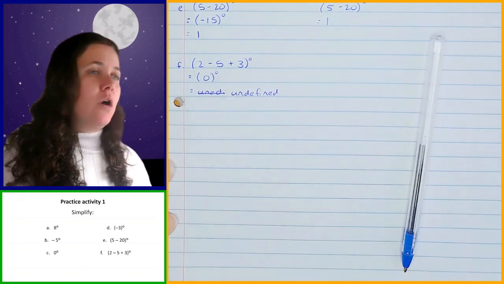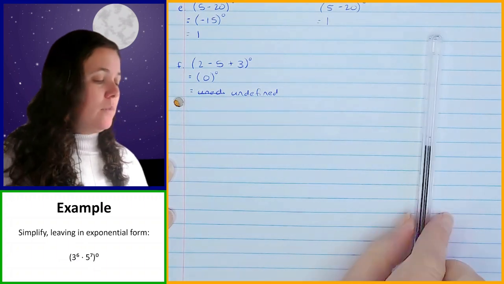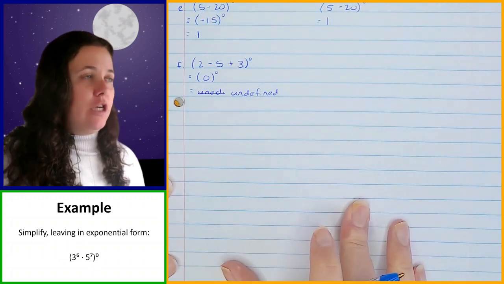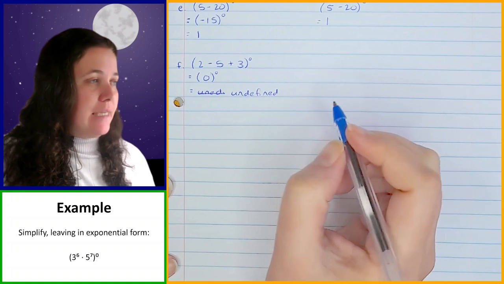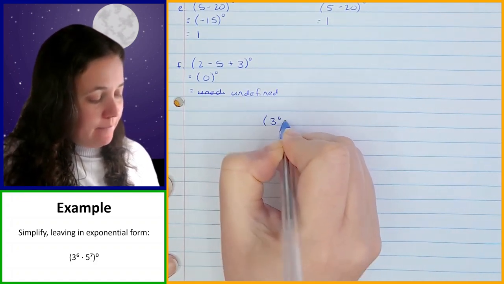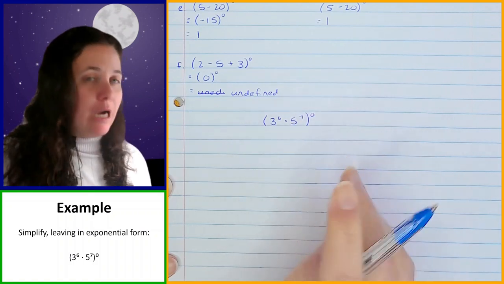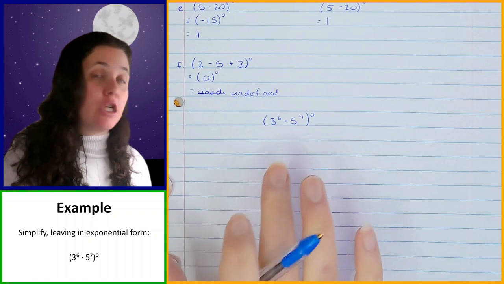Okay, right, now let's have a look at another example. In this case, I have 3 to the power of 6 times 5 to the power of 7, in brackets, to the power of 0. Now there are two ways of doing this question.